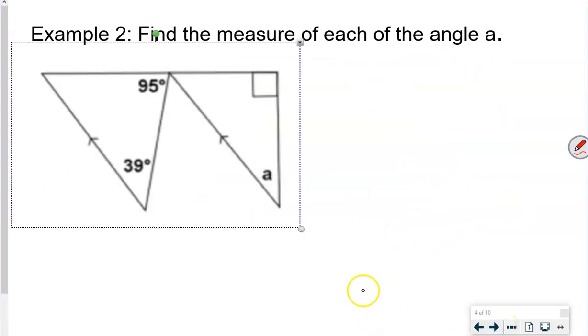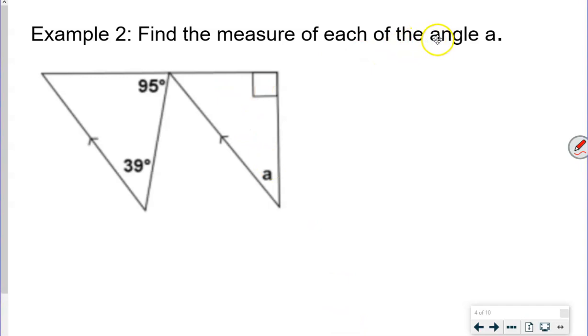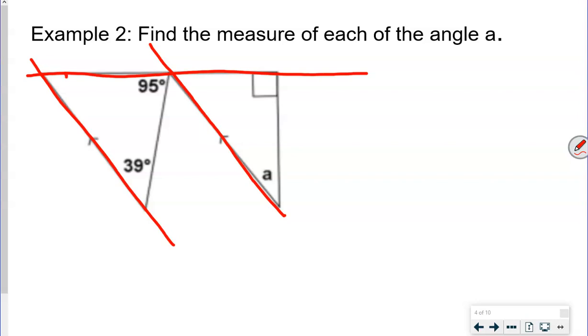So our next one, example 2, says find the measure of each of the angles. So we're going to find angle A here, okay? So what I need you to notice is that we have some parallel lines here. You see these parallel lines right here? And then we have a transversal that cuts those parallel lines. You see it? Okay, so if we have a transversal that cuts those parallel lines, then hopefully what you can see is that this angle right here is going to be congruent with this angle. Can everybody see that?